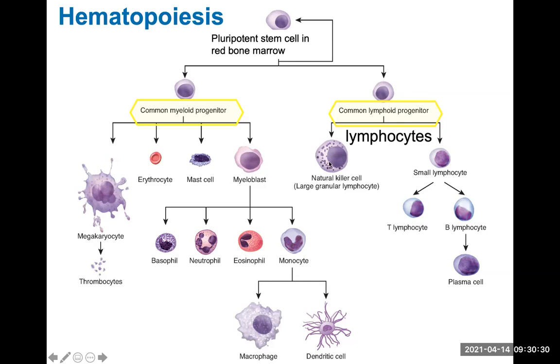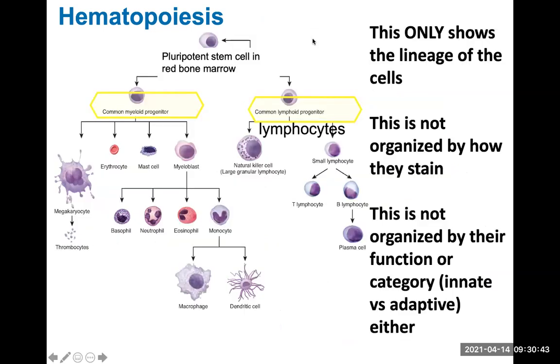So that's why I've mentioned there are many different ways that you can organize these cells. This flow, this organization that you're seeing here, is only the lineage. So I added a slide so you could have that written down for sure. Make sure you write down that this flow is only showing you the lineage of which cell produces which cell, okay? This is not showing you how they stain. It's not showing you how they function, right? It's just the lineage.